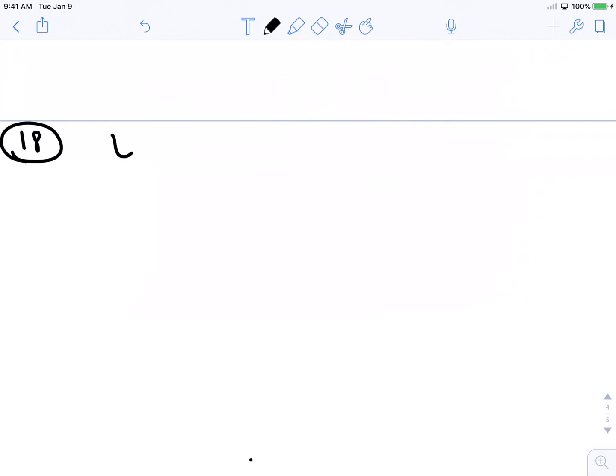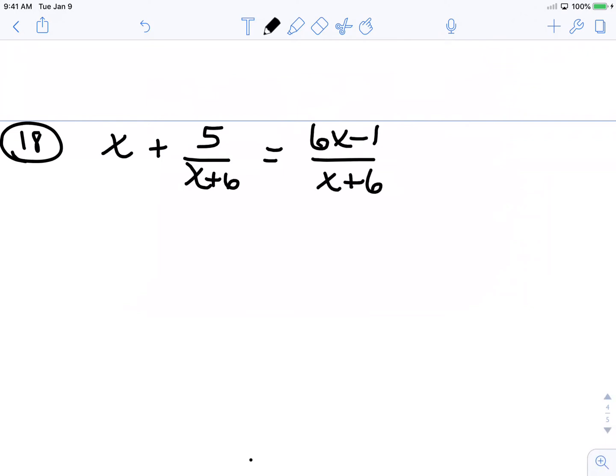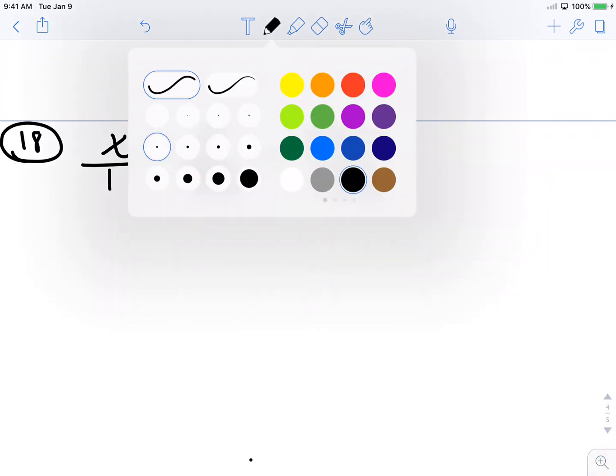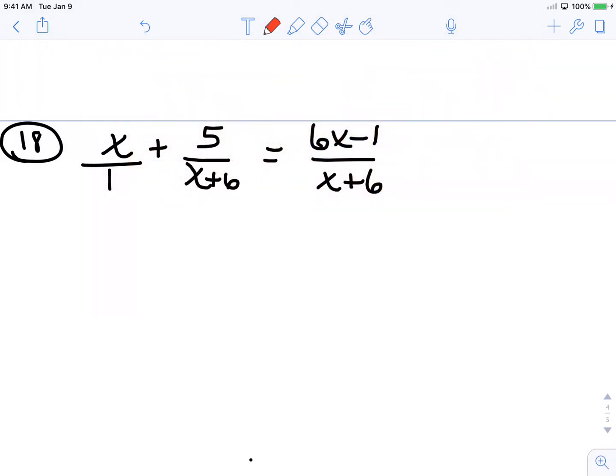But number 18, we have an x, a 5 over x plus 6, and then that's equal to 6x minus 1 over x plus 6. I'm just going to place that 1 underneath the first x there. So this one's kind of nice. The least common denominator is just x plus 6.